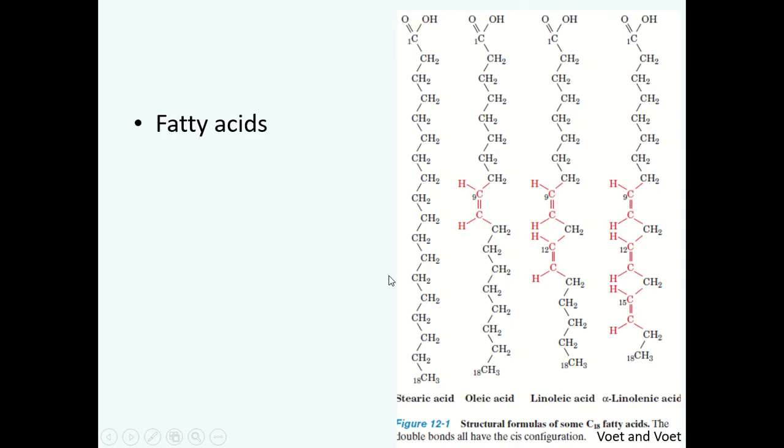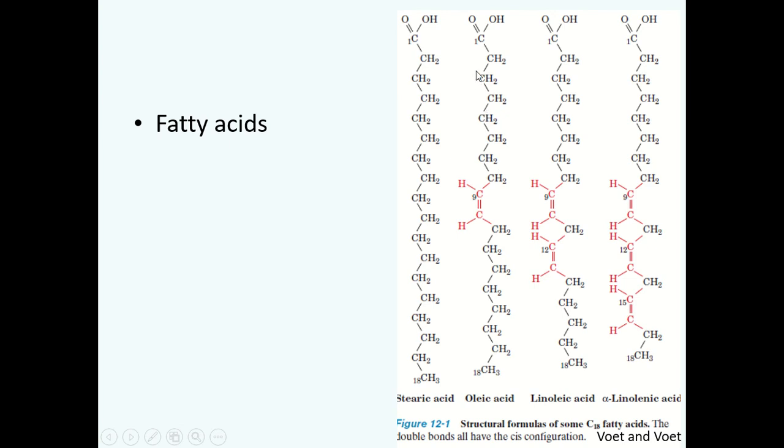This figure shows the structure of some common and important fatty acids. In this representation here, you can see a fatty acid which contains 18 carbons. The carbon atoms are numbered 1 through 18. Carbon number 1, sometimes also called the alpha carbon, contains the carboxyl group. This 18 carbon saturated fatty acid is called stearic acid.